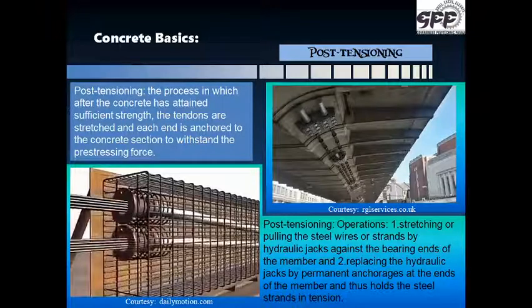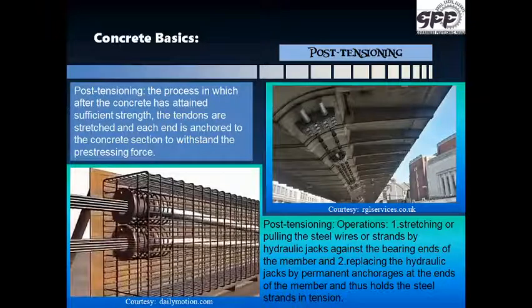Post tensioning is a process of pre-stressing in which, after the cast concrete has attained sufficient strength, the tendons are stretched. Remember, in post tensioning, after the concrete has gained the strength, the tendons are stretched. They are not stretched before. And at each end, the tendons are anchored to the concrete section to withstand the pre-stress force. So the anchoring is done afterwards, and the stretching is also done afterwards.